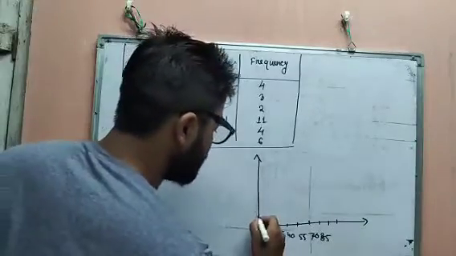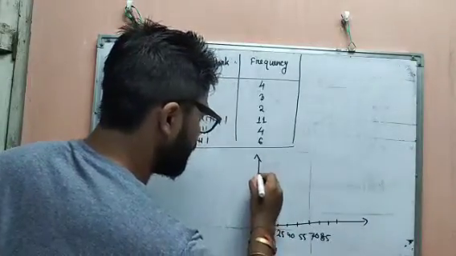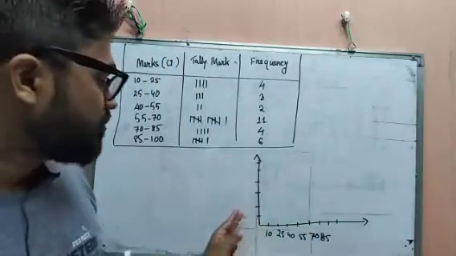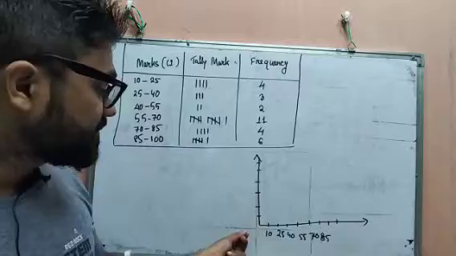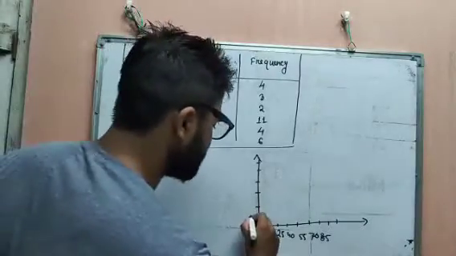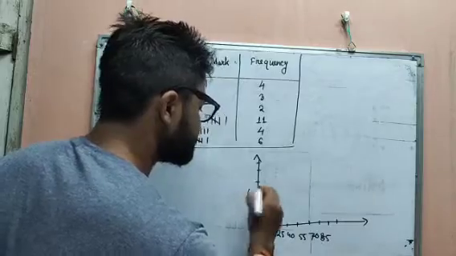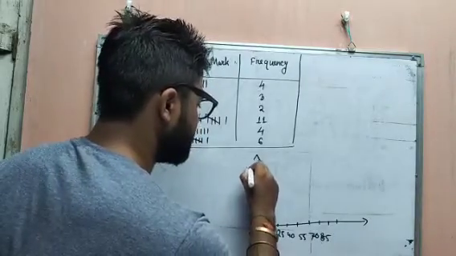So suppose here 1, 2, 3, 4, 5, 6. Why am I taking 6? I am considering 1 unit at 1 centimeter as 2 units. So here it will be 0, 2, 4, 6, 8, 10, 12.